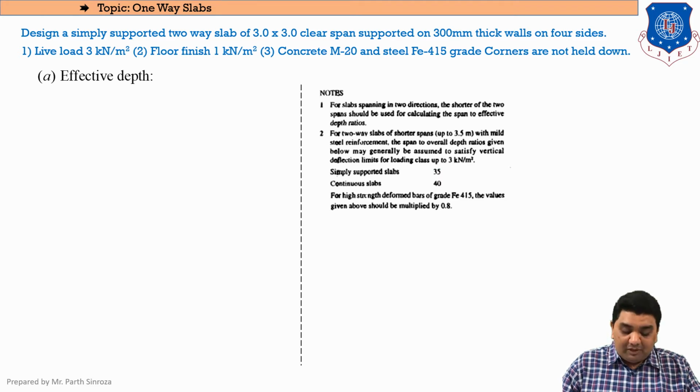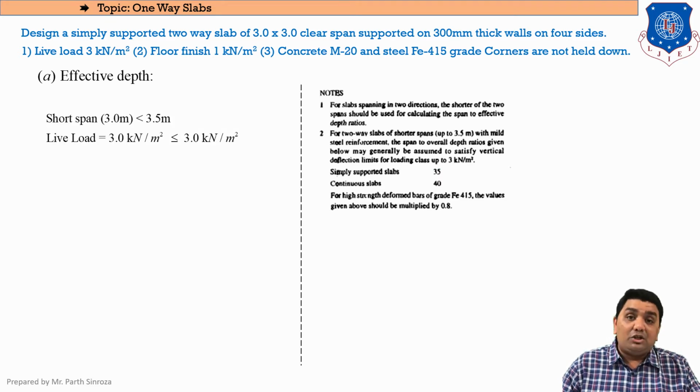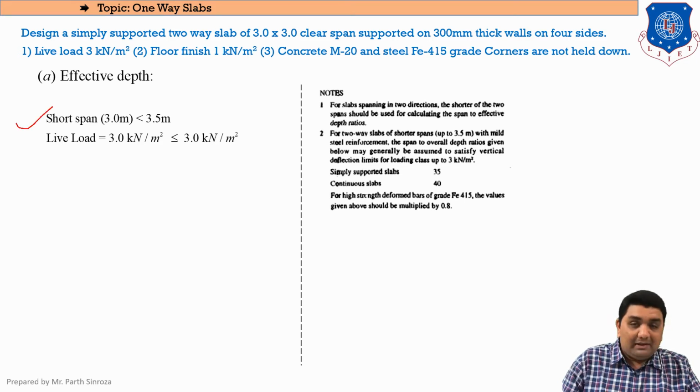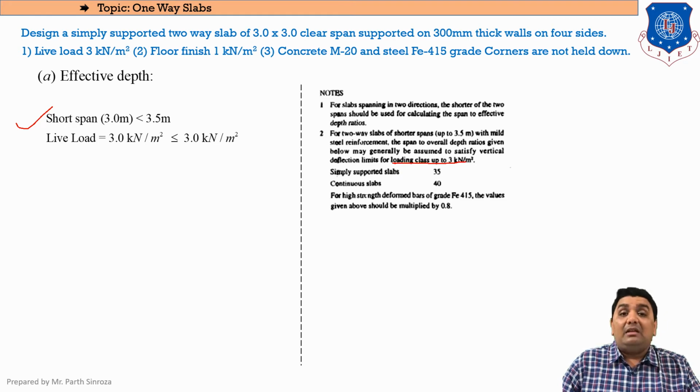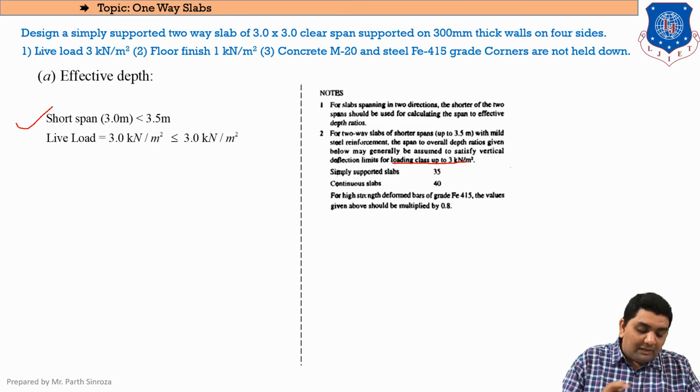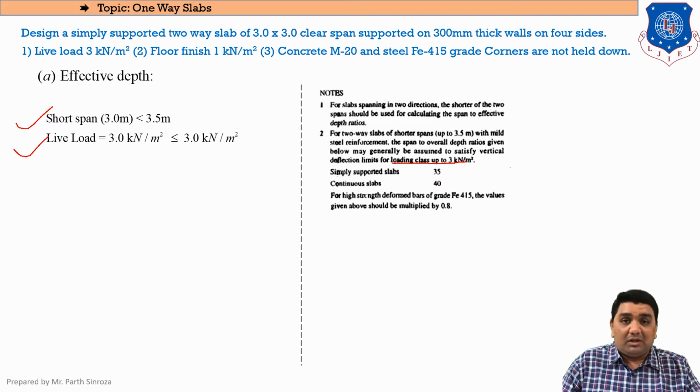The first limitation is that the shorter span should be less than or equal to 3.5 meter. In our case, the shorter span is 3 meters, so the first limitation is valid. Now moving on to the second limitation: for loading class up to 3 kilonewton per meter square. That means the live load prescribed in the question should be a maximum of 3 kilonewton per meter square. Here our live load is prescribed as 3, so again the second limitation is verified.